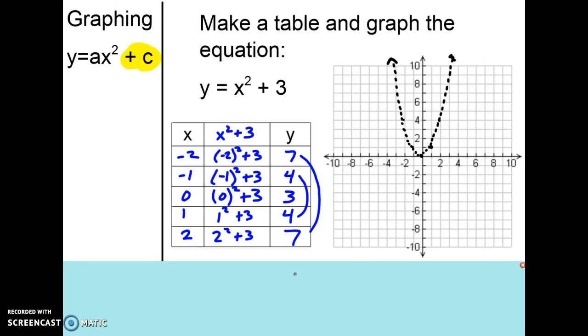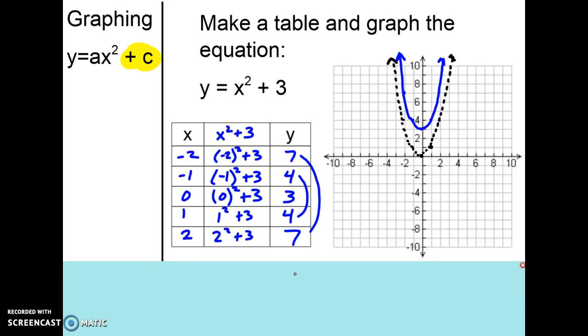So once again, you can see how those are symmetrical around our 0 term. We'll plot these points over here on the grid. So we have -2, 7. It's right there. -1, 4. And 0, 3. And then this would be 1, 4, and 2, 7. And then you can draw your curve in for the parabola that looks like this.